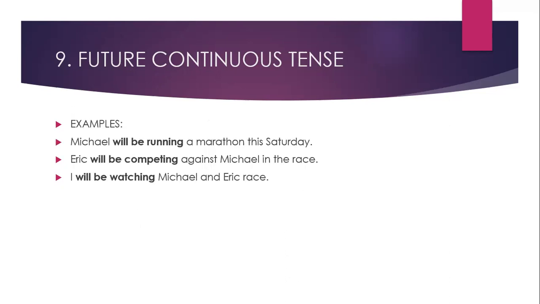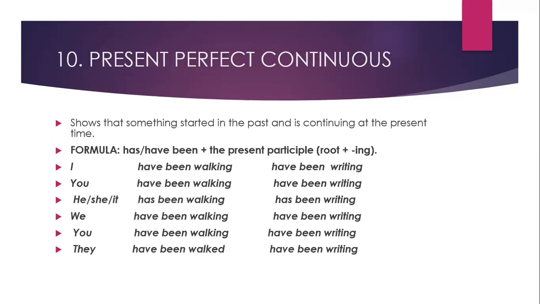Example, Michael will be running a marathon this Saturday. Eric will be competing against Michael in the race. I will be watching Michael and Eric race. Future continuous tense takes the form will plus the verb to be plus the present continuous form of the verb.